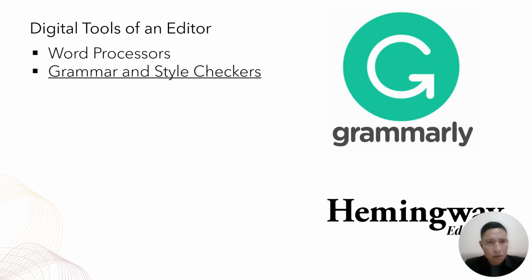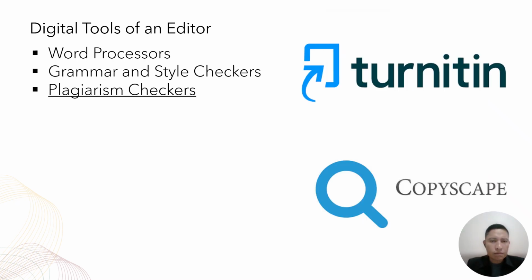Also, another very useful tool is the grammar and style checkers. An example of this is Grammarly and the Hemingway app. These software catch errors and improve readability. Another example is plagiarism checkers, like Turnitin and Copyscape. These tools ensure originality and avoid copyright issues.